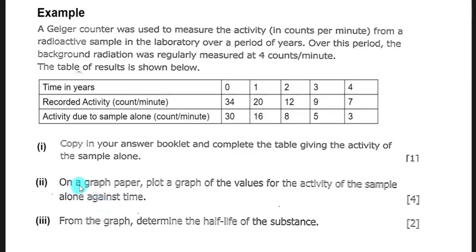Now on a graph paper, plot a graph of the values of the activity of the sample alone against time. So you plot now the values of the activity alone here against the time here. So this is what we are going to do to plot this on a graph. And most of you have been emphasizing you needed to know how to plot.